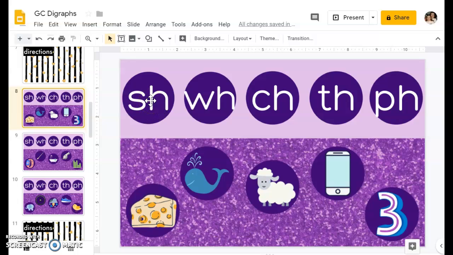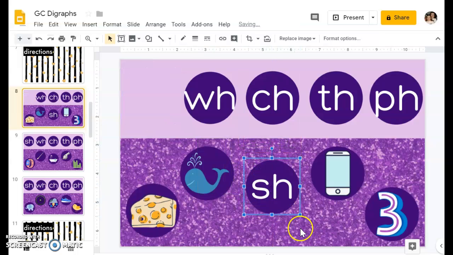So let's do SH together. And I'm going to pull it to the picture that either has a starting of SH, has SH in the middle, or ends with SH. So SH is somewhere. And I know that sheep has SH at the beginning. So I'm going to cover up the sheep with the SH.